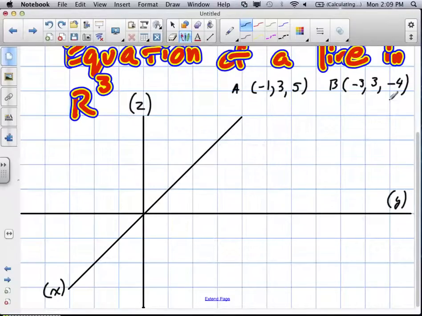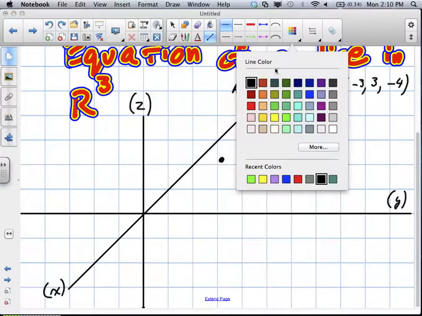So possible meaning that there's more than one. We're going to calculate a base one, and then we'll just talk about the idea of how we could calculate other ones from there. So let's kind of draw this line. It's going to pass through both these points, is what they said. So point A at negative 1, so on the x we go back 1, over 1, 2, 3, and up 5. I'm just going to have to estimate this. There we go. Okay, so there's line A.